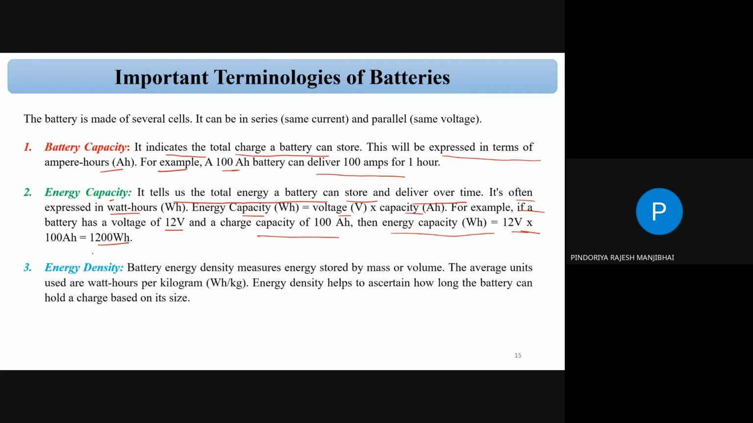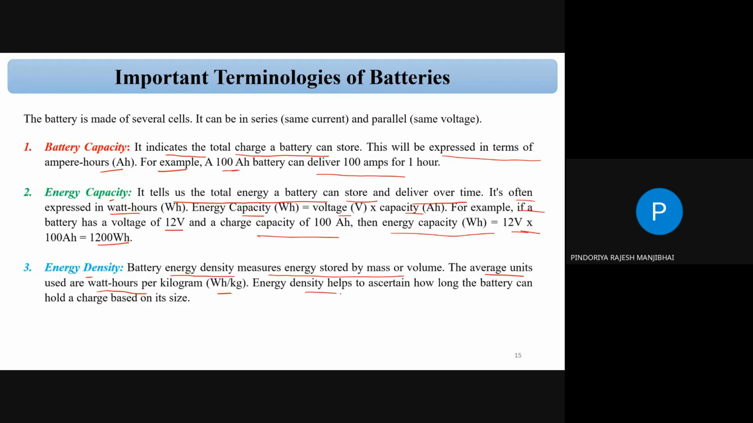Energy density. Battery energy density measures energy stored by mass and volume. So how much energy can we store for a particular battery? Suppose we have a simple AA cell, how much energy can we store for a particular mass, or a particular volume? The average unit used is watt hours per kilogram. So this is the density, and we can say watt hour per kilogram.